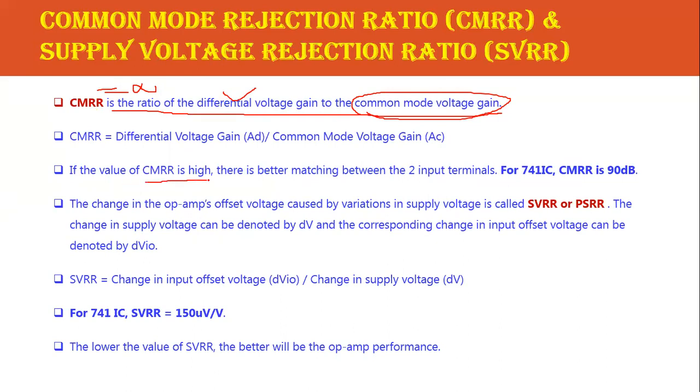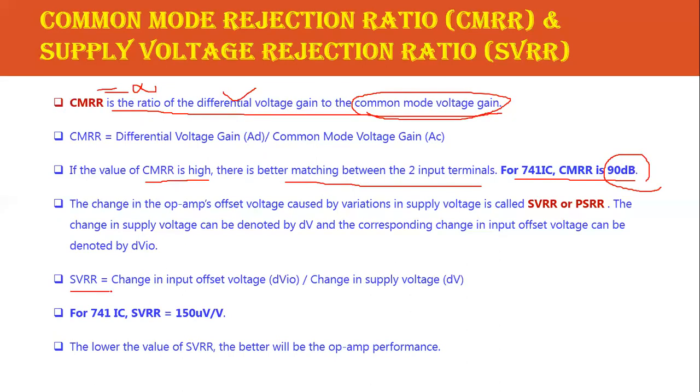If this CMRR is high, then we can say that there is better matching between the two input terminals. For IC741, CMRR is 90 dB. Generally, CMRR is measured in terms of dB, that is 20 log of AD by AC. So here we have around 90 dB, which is a very good value for IC741.